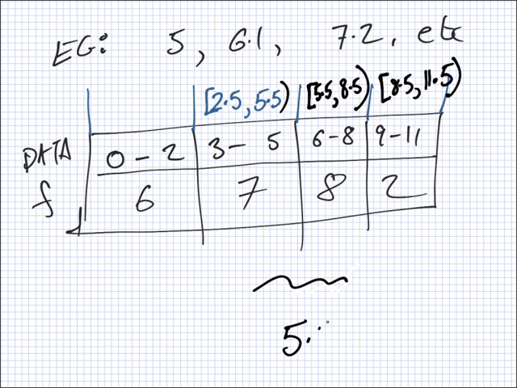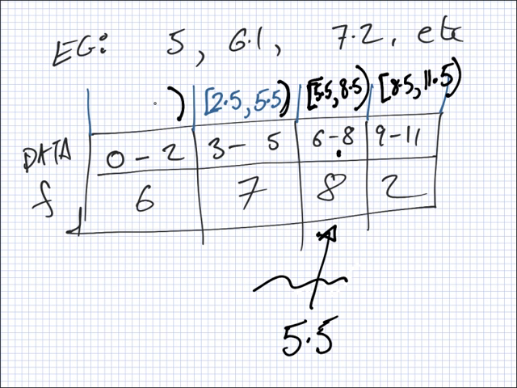If I said to you 5.5, which box does that go into? It goes into this one, because 5.5 rounds up. 5.5 rounds up to 6, doesn't it? So it goes into this box. So it must be open here and closed here, because you want it to be caught by this box and not this box.